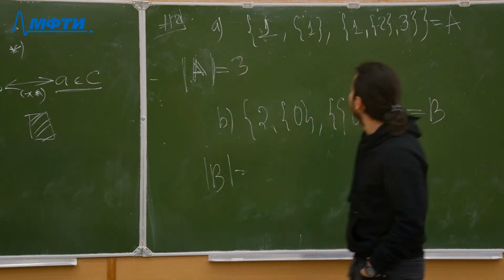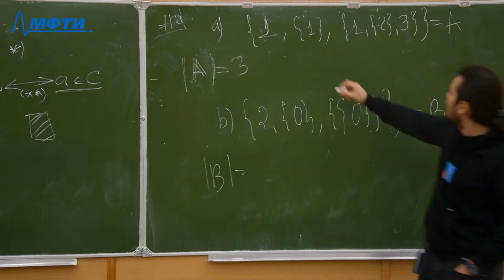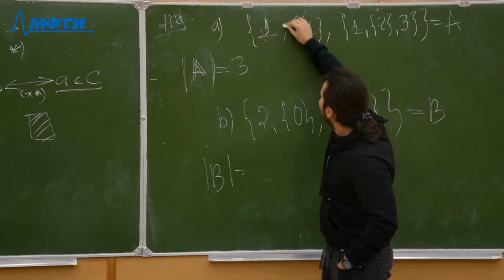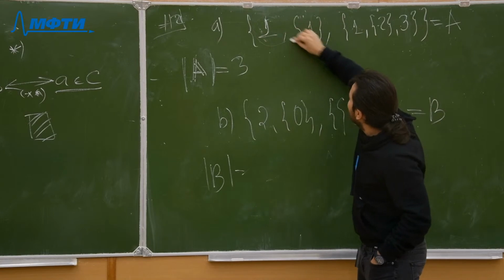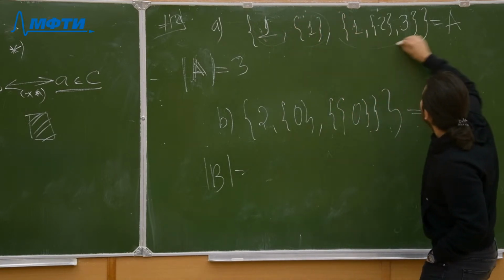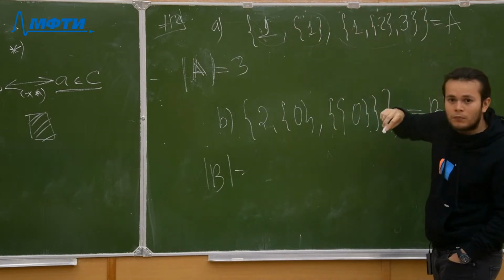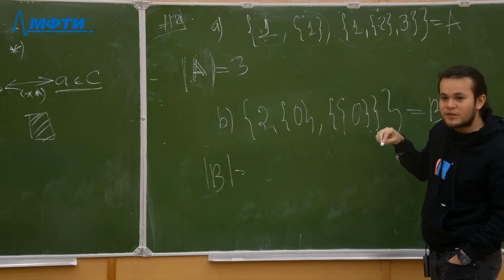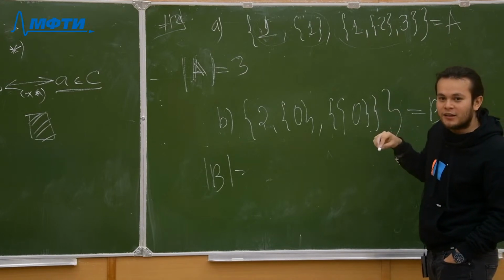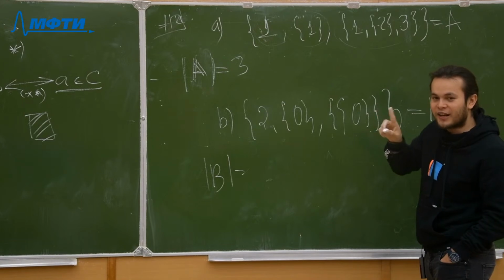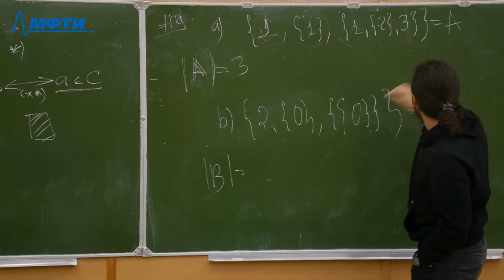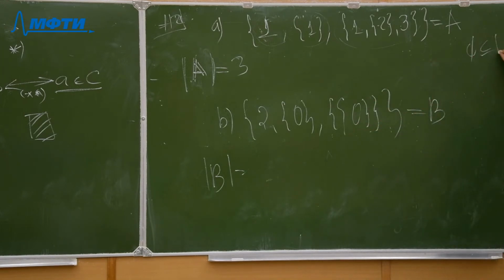Elements. So we have that this is an element, this is an element, and this is an element here. The empty set is not an element here. It's a subset, not an element. Okay? So the empty set is a subset of any set, not an element.